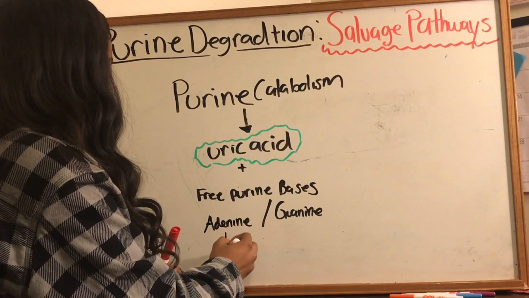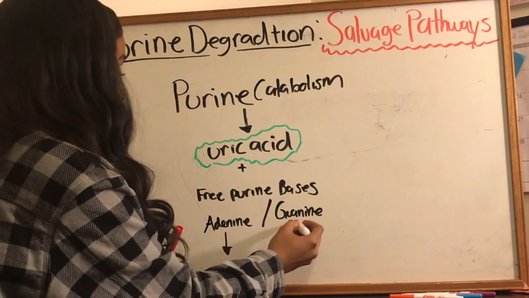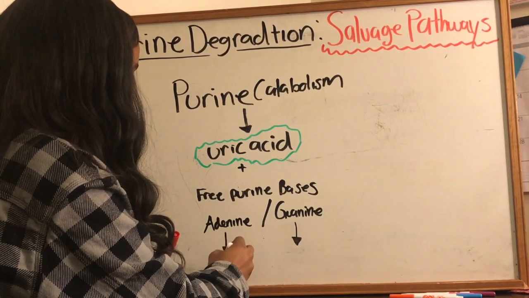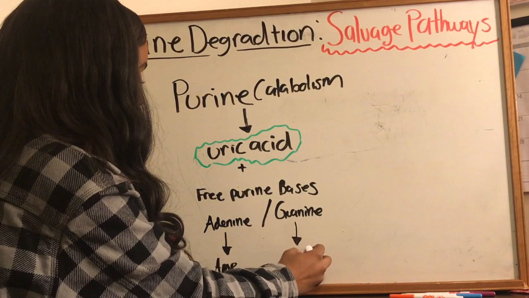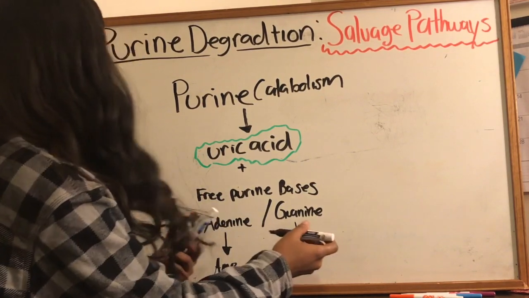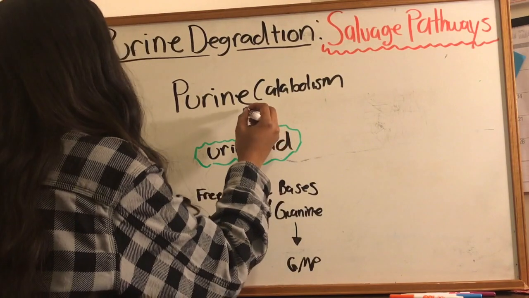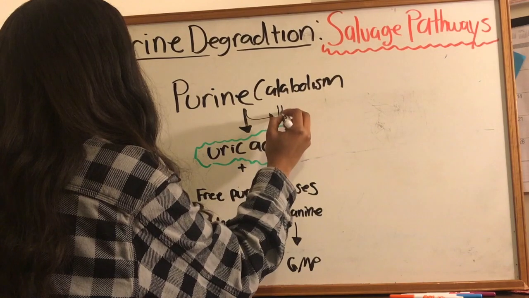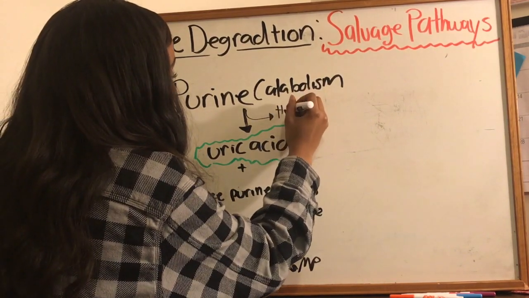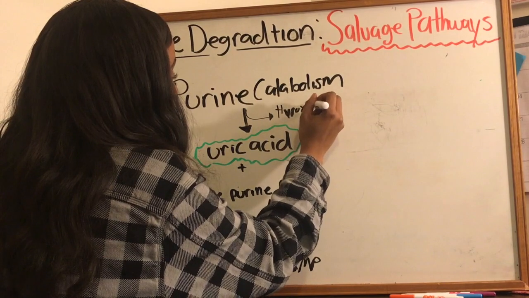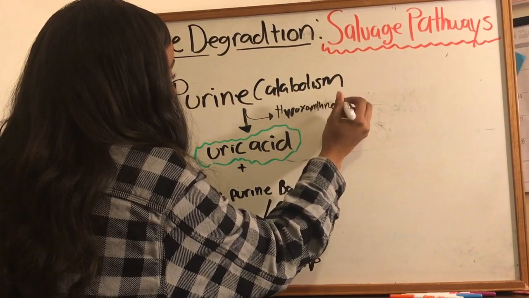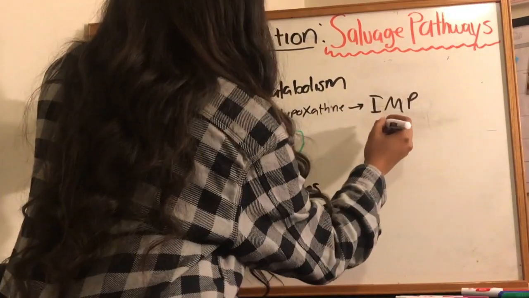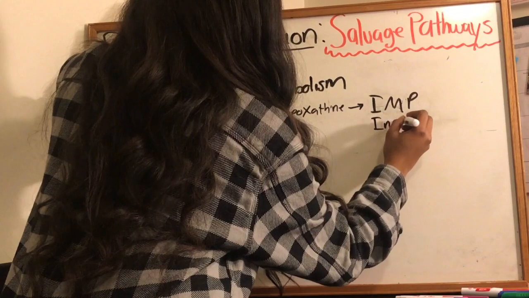So adenine and guanine can be recycled to make more AMP and more GMP. Another side product, known as hypoxanthine, can be used to make IMP, also known as inosinate.